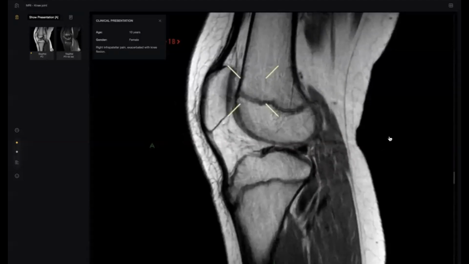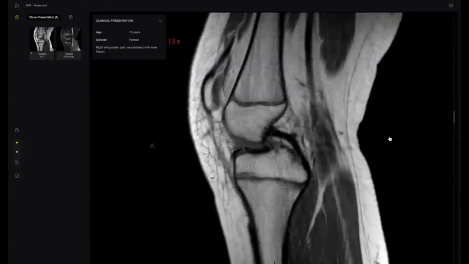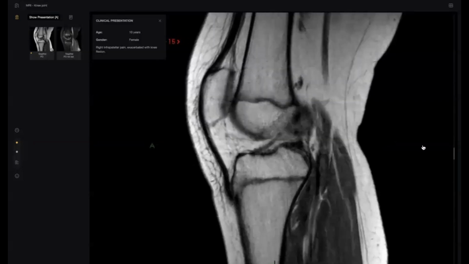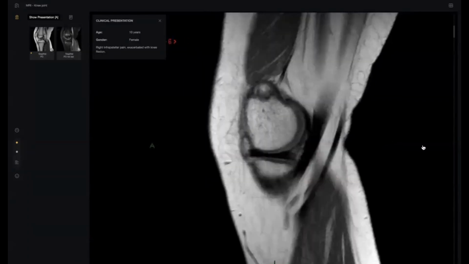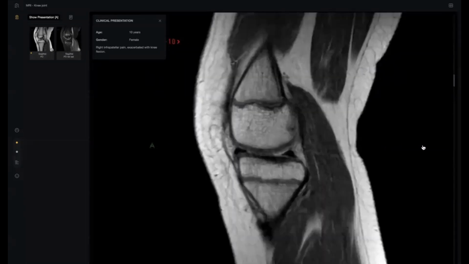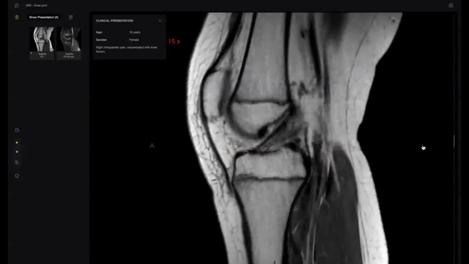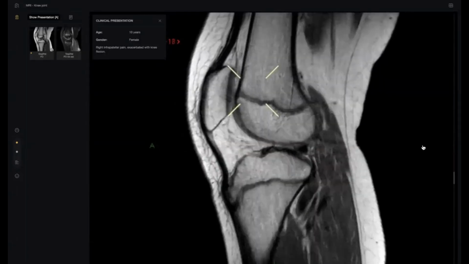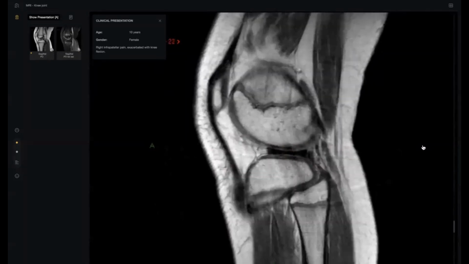Okay. A 10-year-old male patient presented with knee pain. This is an MRI sagittal section, T1. I will scroll down to check exactly, and then I will comment on the findings.